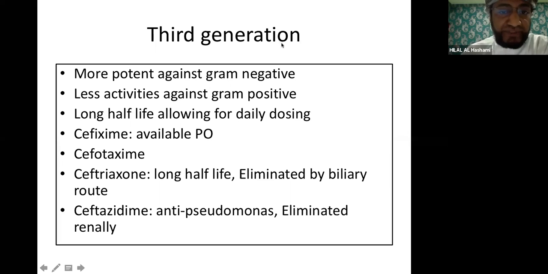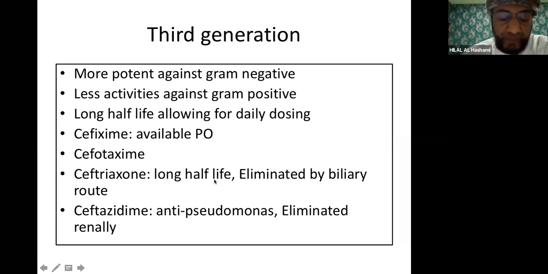Now, the third generation cephalosporins are more potent against gram-negative. They have less activity against gram-positive, and also they have a long half-life, allowing for daily dosing. Examples of them are cefixime, which is available orally, and you see a lot of patients from the private sector who are treated with cefixime.